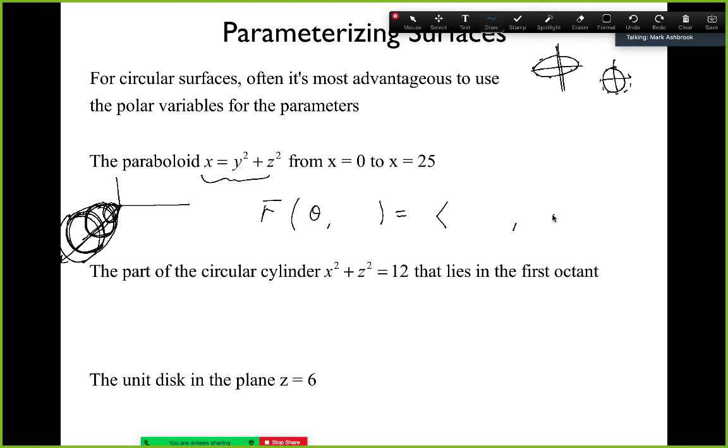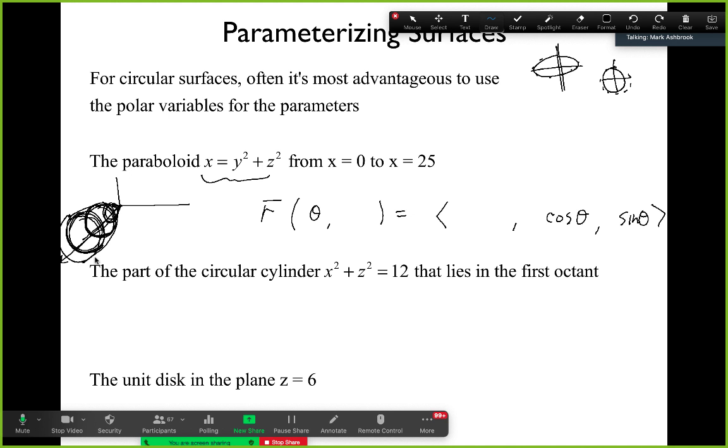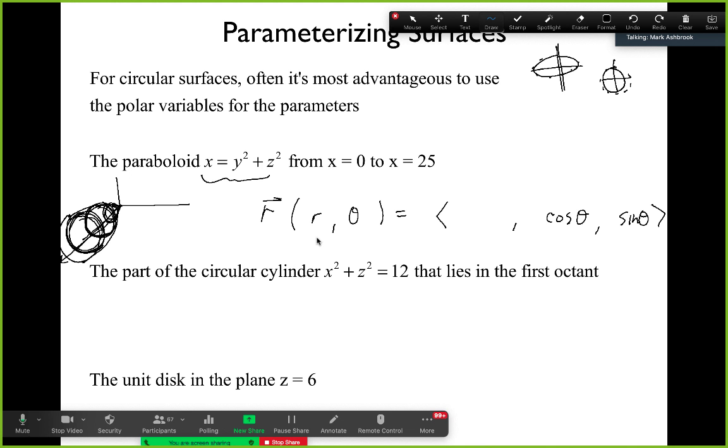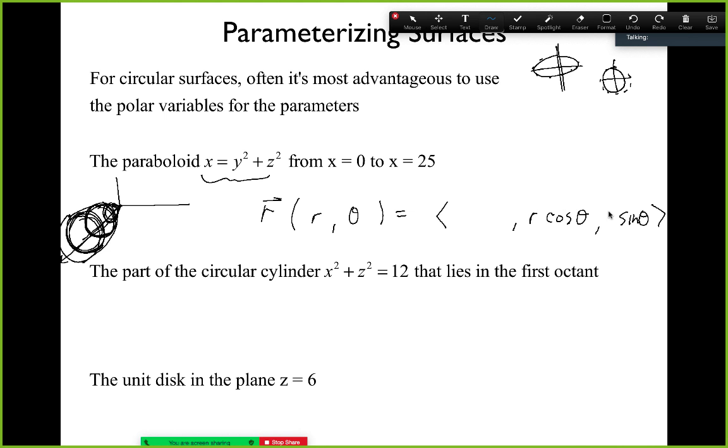So we could assign cosine theta to y and sine theta to z. But that would be a circle of radius 1. Do all these circles have radius 1? No, they have varying radius. So that's the other variable we're going to use because the radius is varying. Besides theta, we want a radius r. So with a varying radius, we have r cosine theta for y, r sine theta for z.